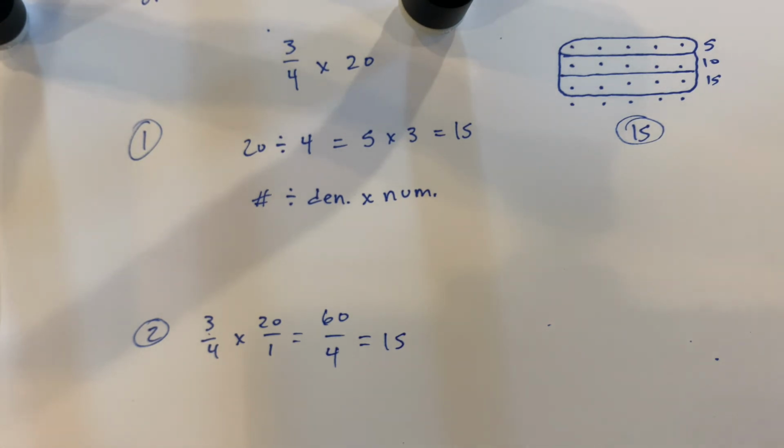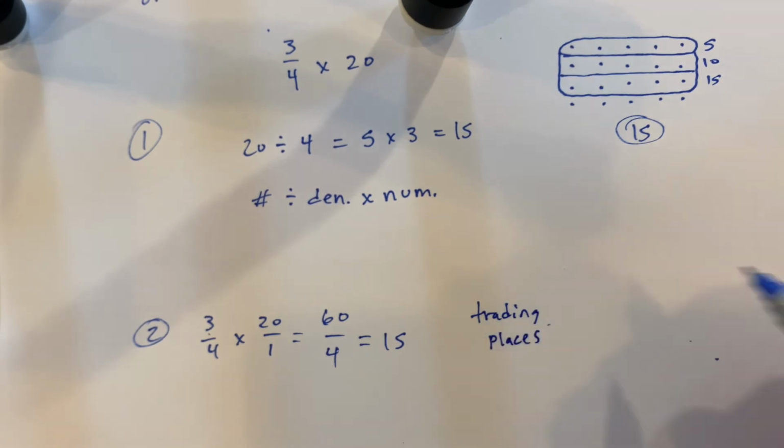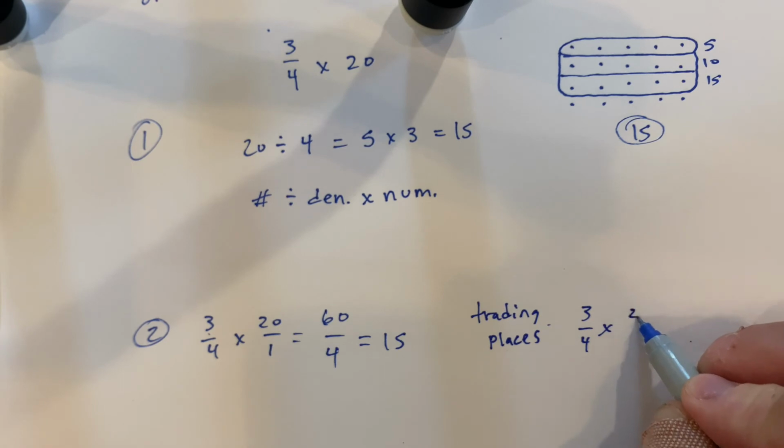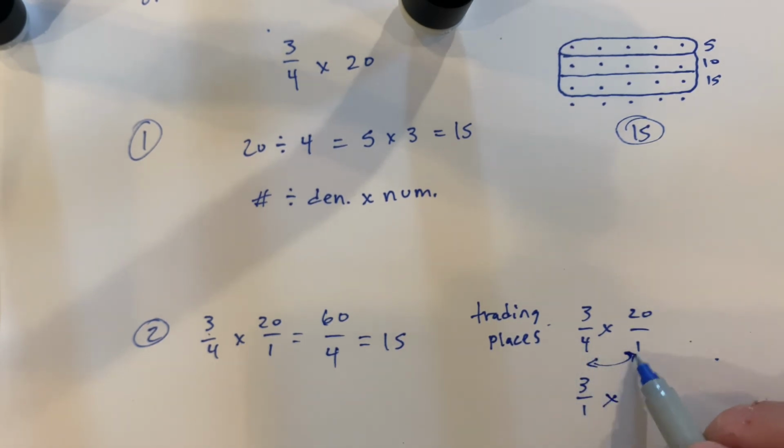And we can also use the trading places strategy, which is very similar. We make the whole number into a fraction again, but we can trade the denominators. We can switch them out. So the 3/4 becomes 3 wholes. We literally just trade them out. So the 1 falls under the 3 and the 4 falls under the 20.